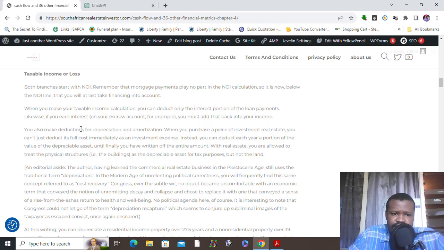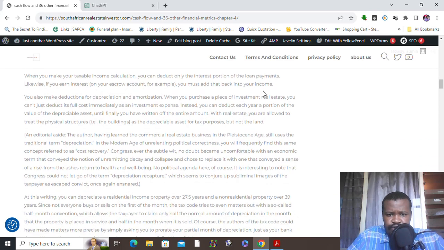You also make deductions for depreciation and amortization. When you purchase a piece of investment real estate, you can't just deduct its full cost immediately as an investment expense. Instead, you can deduct each portion of the value of the depreciable asset until you finally write off the entire amount. With real estate, you are allowed to treat the physical structures as depreciable assets for tax purposes, but not the land.